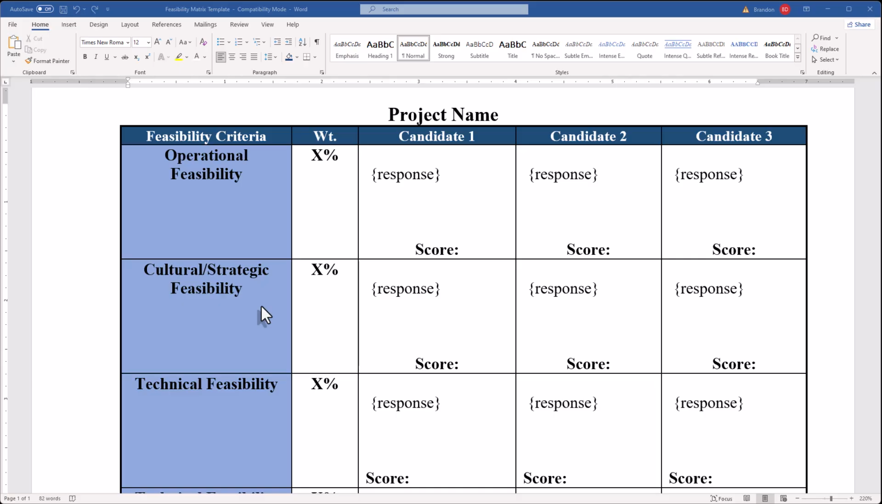So next would be the cultural or strategic feasibility. This is going to see how well this system fits into our processes and maybe our people's expectations. We have a certain culture in our organizations that certain systems may align with. But also looking at the strategy: does this fit the IT strategy, the organization strategy, with where we're going? That's another consideration that we want to include. And again, we give that a weighting, provide a summary response for each of the candidates, and score each of them using the same scoring method, 1 to 10 or so forth.